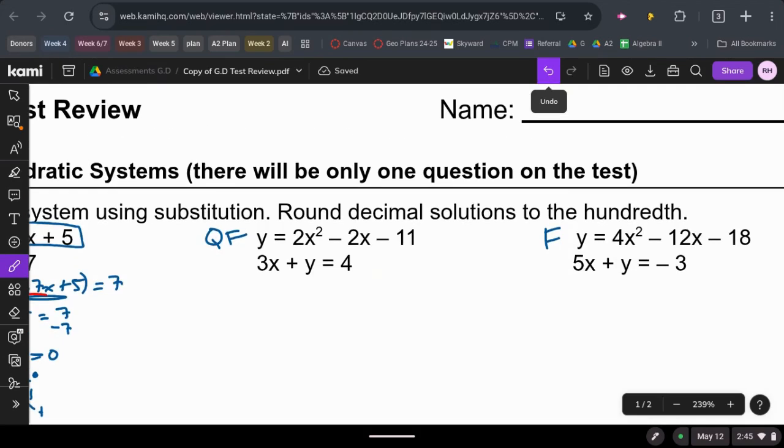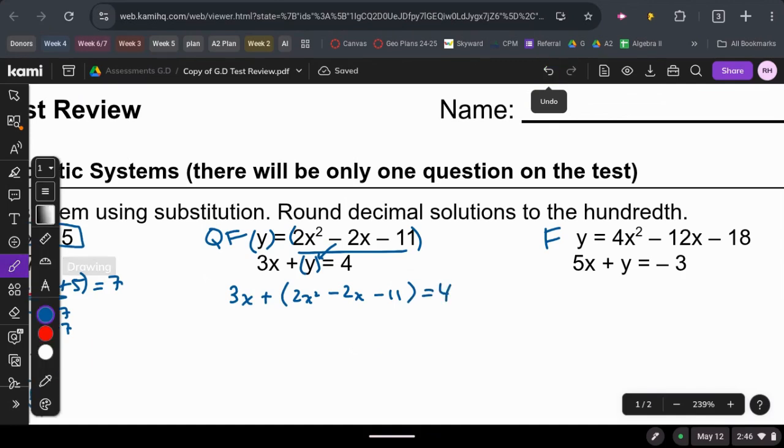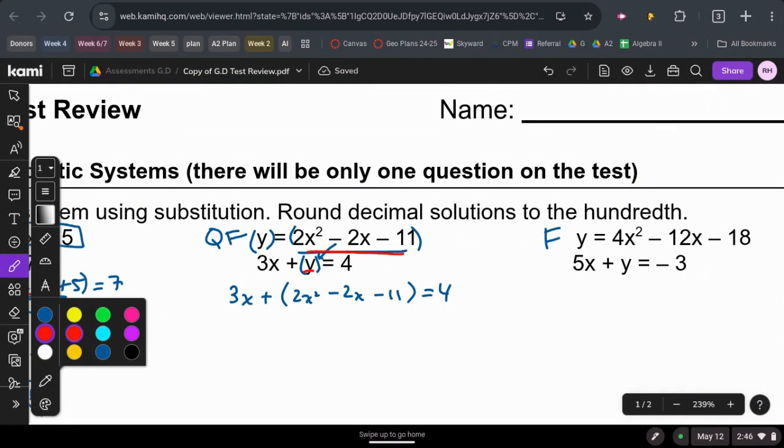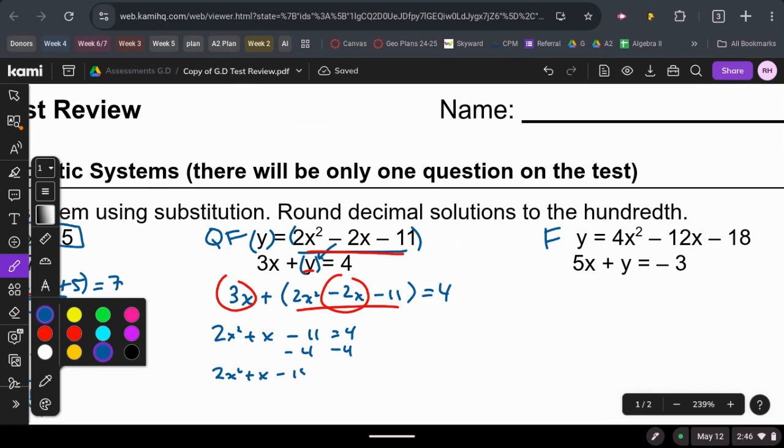So I'm going to show this one with the quadratic formula. Same idea. We know what y is. Y is that big expression, so we're replacing the y with that big expression in the equation. So we've got 3x plus 2x squared minus 2x minus 11 equal to 4. The only thing that's changed is this expression has now become that. We can combine these two x terms, and we're going to get 2x squared plus x minus 11 equal to 4. Getting a 0 on the other side, we subtract the 4, and that leaves us with 2x squared plus x minus 15 equal to 0.